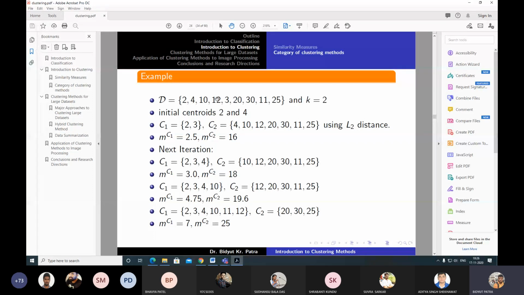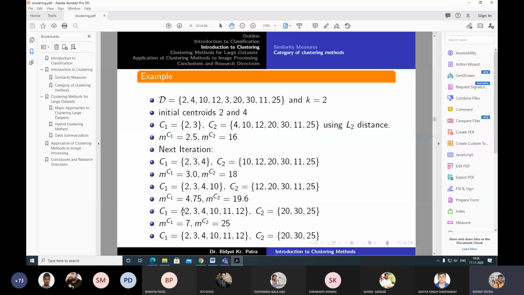Obviously, if 12 is assigned, then lesser than 12 will also be assigned. So now you have a set of points here, and a set of points here. Now you compute the mean again. The mean will be 7, and this mean will be 25. Again, you start computing the distance from 2 to 7, 7 to 25, 12. So for all points you compute the distance, and wherever the distance is lesser, you assign the point to either C1 or C2.